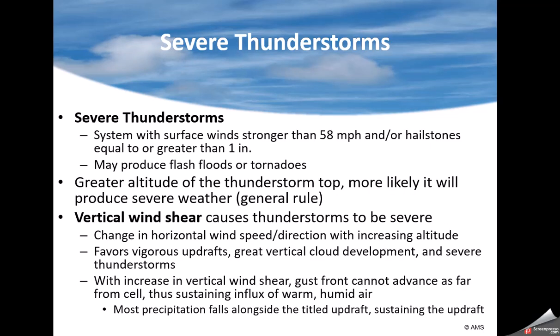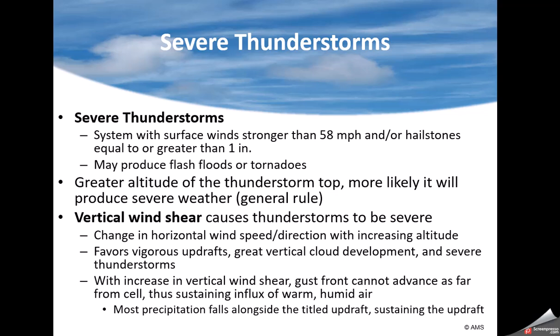So what's the definition of a severe thunderstorm? I had to learn this really well working for the Weather Service, because I was in charge of issuing these kinds of warnings. When you receive a severe thunderstorm warning, flash flood warning, or a tornado warning, it comes from the National Weather Service.